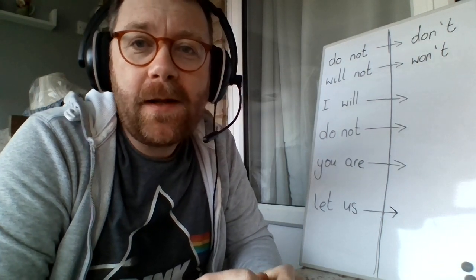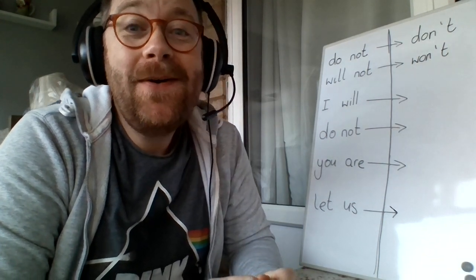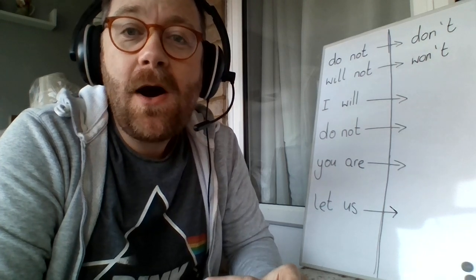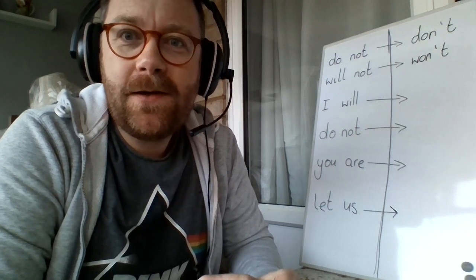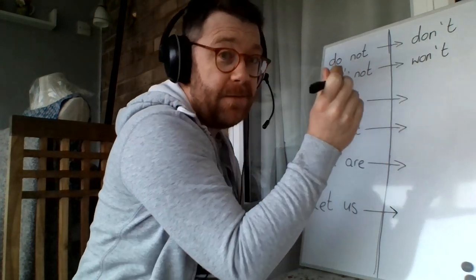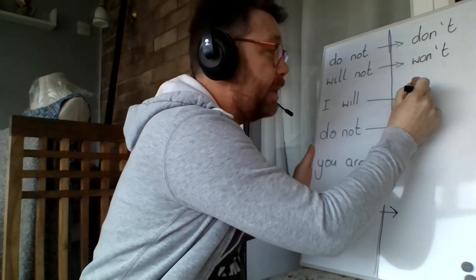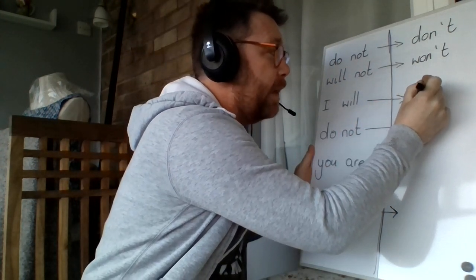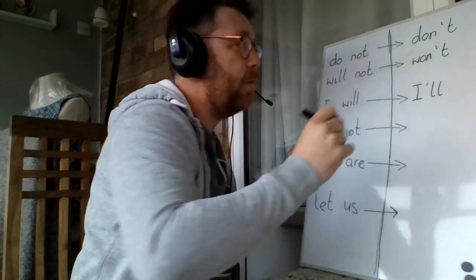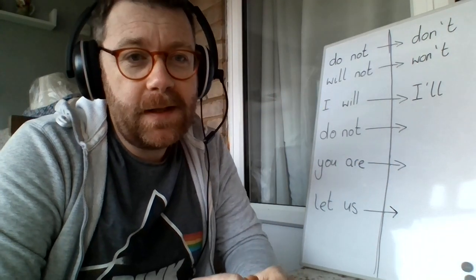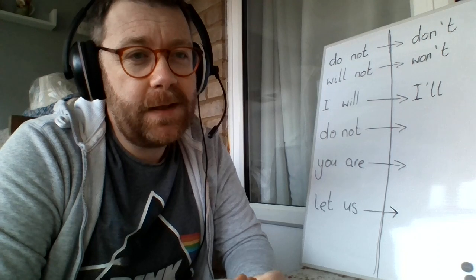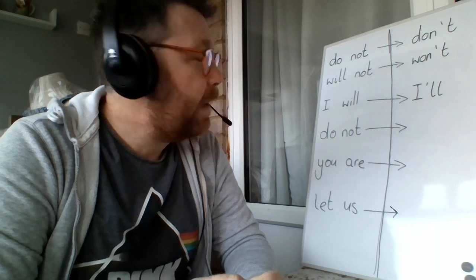What about I will? I will be so good. That becomes I'll. I'll be so good. Sometimes if you forget the apostrophe, it looks like you've written ill. So I apostrophe ll, or I will. All right. So there you go. I will becomes I'll.